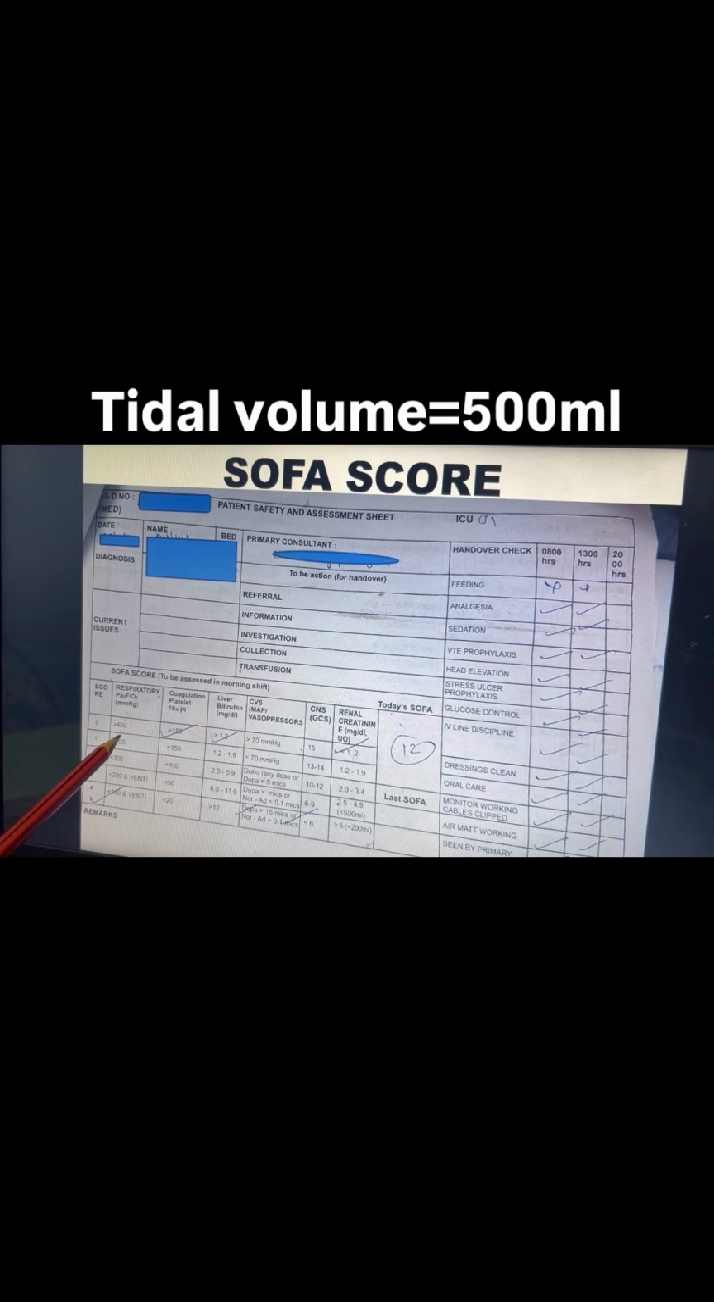Why do we take this? Because the normal tidal volume in an adult is greater than 400 ml. If it is greater than 400 ml, it means the lungs of the patient are working normally and there is no lung issue.